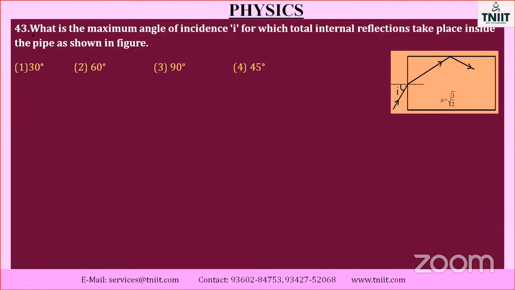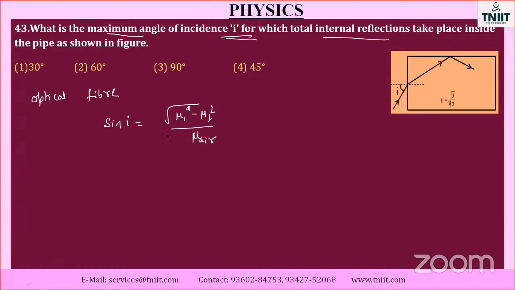Look at the next problem. What is the maximum angle of incidence I for the total internal reflection to take place? According to the concept of optical fiber, to undergo reflection internally, sin I should be equal to root of mu1 squared minus mu2 squared divided by the air medium refractive index, that is mu air.